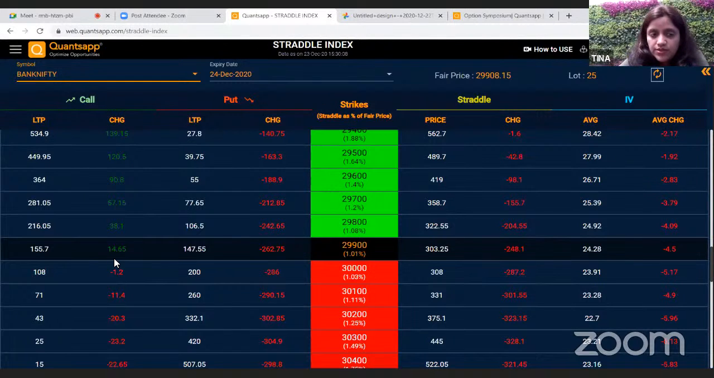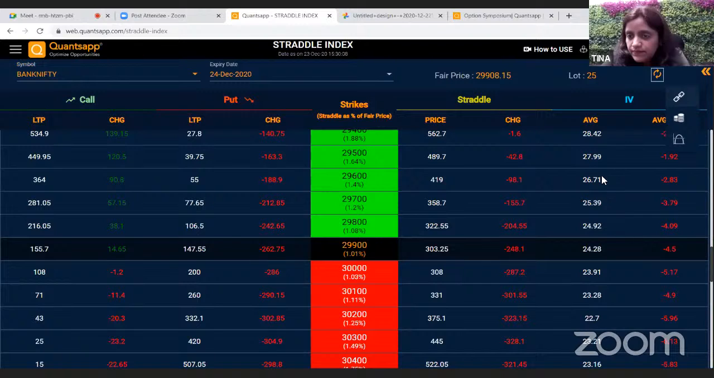So the 30,000 call was up by just 15 points. The 29,700 call was up by only 57 points. Right? So this straddle index helps you to see how the straddles are behaving across the strikes, whether the straddles were up or down, whether the IV.